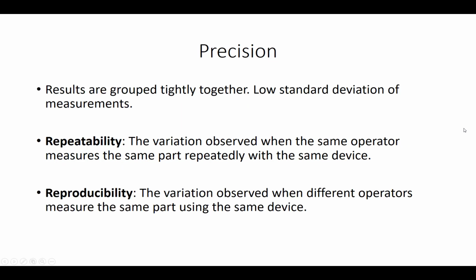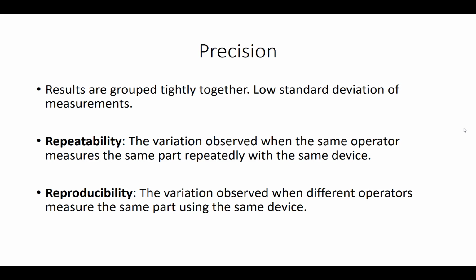And a little more on precision. Precise groups are grouped tightly together. They have a low standard deviation of measurements, and two subcategories of precision: repeatability and reproducibility. Repeatability is the same person gets the same result measuring with the same measuring device, measuring the same object. So everything is the same. We repeat the exact same thing, and we get the exact same result. If we don't, we have a low amount of repeatability.